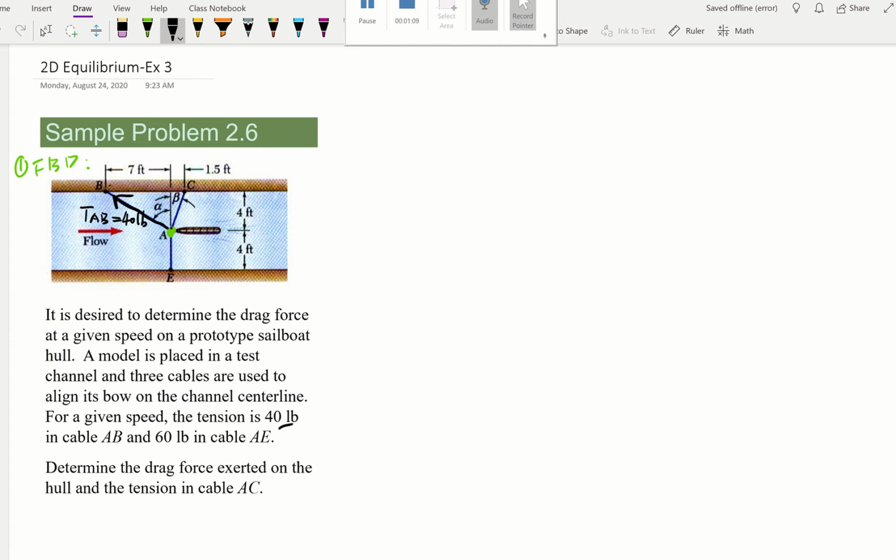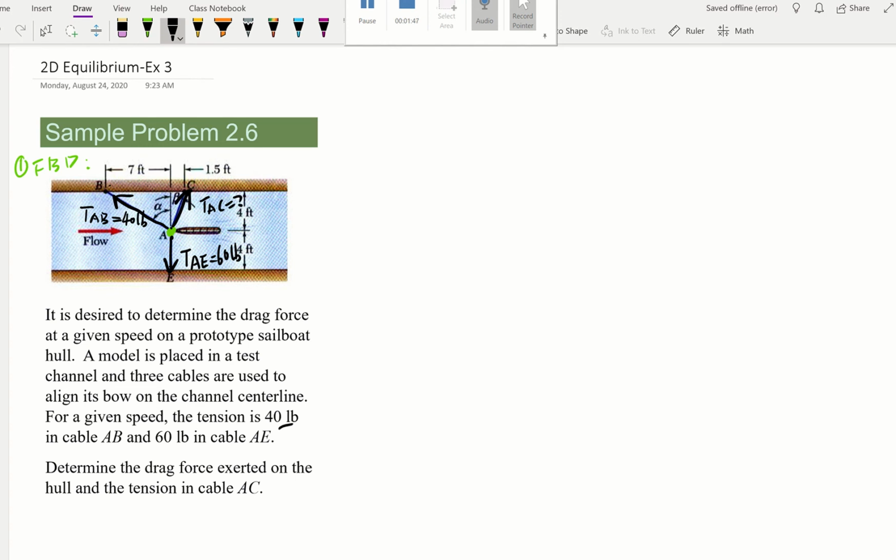And they also said the tension in cable AE is 60 pounds. So we're going to draw it like that, right? That's TAE, 60 pounds. Those are the two tensions pulling point A in those directions. And any other forces? Yes, there's a cable AC that's pulling as well. So there's another tension right here, and we're going to call it TAC. We do not know it. That's one of the two unknowns.